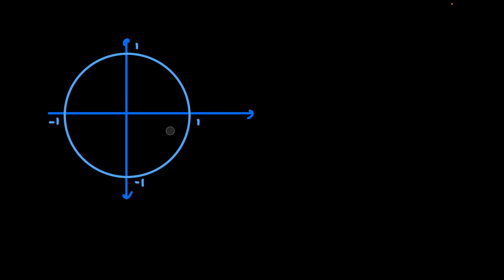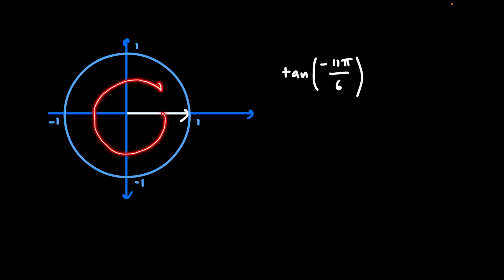Now let's have a look at some negative radian problems. Let's have a look at the tangent of negative 11 pi on 6. Negative 11 pi on 6 is the same thing as negative 330 degrees. So if we start from our x-axis, negative means we go in a clockwise direction. So we go clockwise all the way around 330 degrees. We will end up roughly over here with this line here. So this will be our angle negative 11 pi on 6.